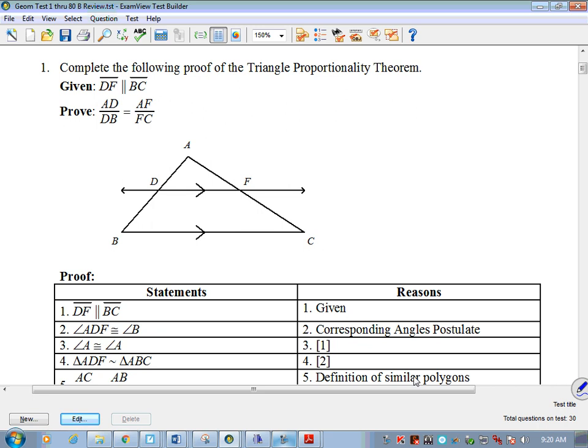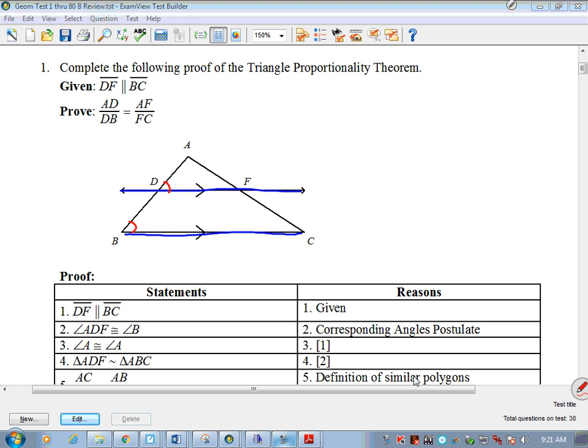They show me that DF, this line right here, is running parallel to this line right here. Anytime that I see two parallel lines, I should look for transversals, right? Does that make sense? So if I have two parallel lines cut by a transversal, that's going to harken back to lesson 12 information, which is corresponding angles are congruent. If I have two parallel lines cut by a transversal, then corresponding angles are congruent. So that's going to end up telling me that angle ADF, this guy right here, and angle B are congruent.